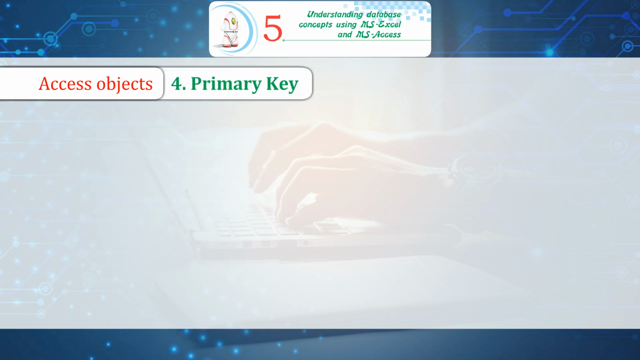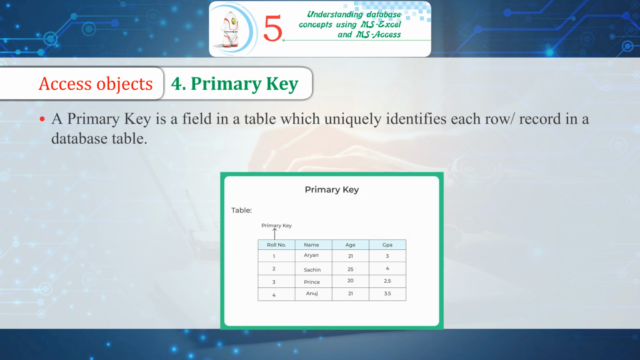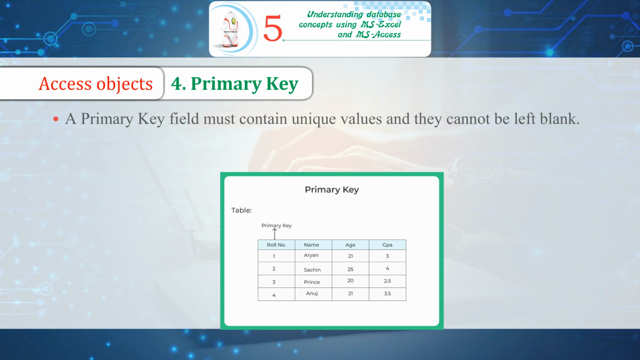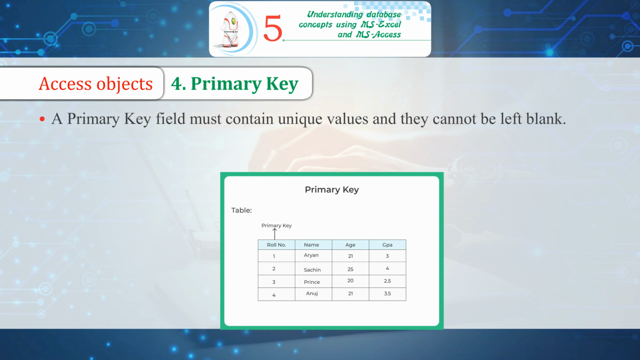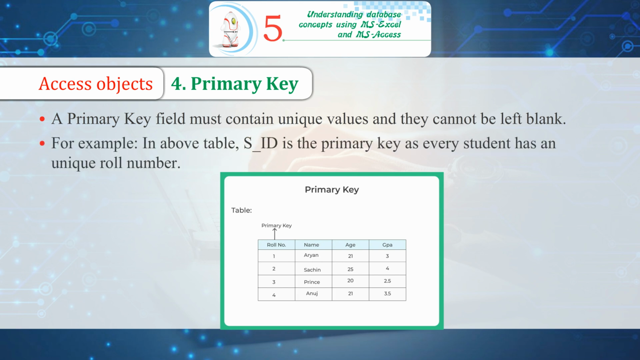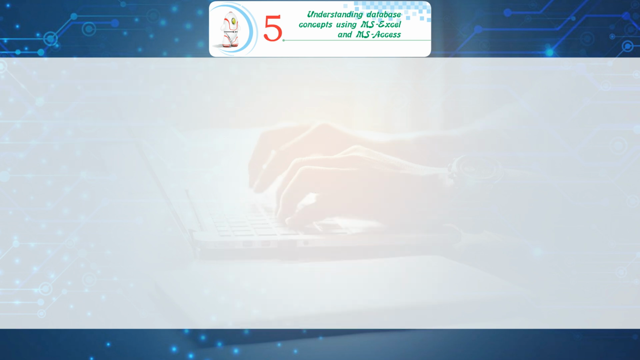4. Primary key. A primary key is a field in a table which uniquely identifies each row or record in a database table. A primary key field must contain unique values and they cannot be left blank. For example, in the About table, S_ID is the primary key as every student has a unique roll number.